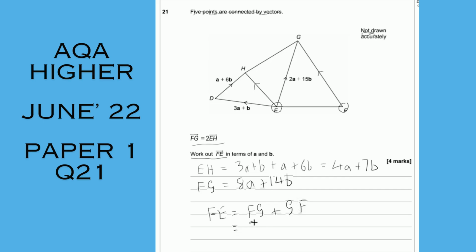So the F to G, that's the bit we've got, 8a and 14b. But now we're going to need to change these signs because we're going against it. So negative 2a, negative 15b, and then we tidy that up. 8a take away 2a, just a 6a, 14b take away 15b, and we're done.